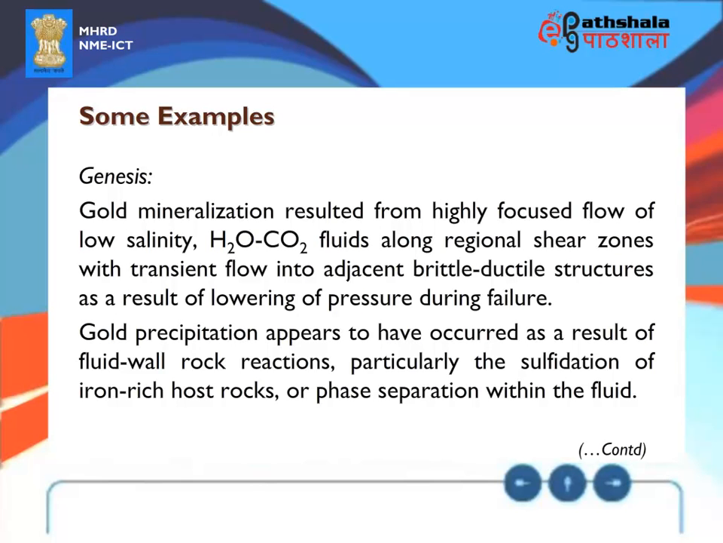Genesis. Gold mineralization resulted from highly focused flow of low salinity water and carbon dioxide fluids along regional shear zones with transient flow into adjacent brittle ductile structures as a result of lowering of pressure during failure. Gold precipitation appears to have occurred as a result of fluid wall rock reactions, particularly the sulfidation of iron-rich host rocks, or phase separation within the fluid.